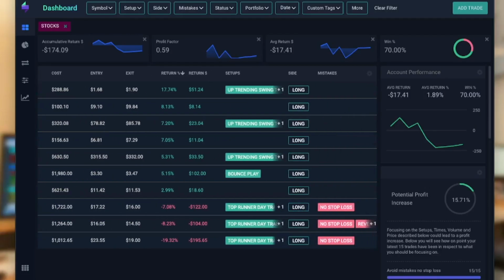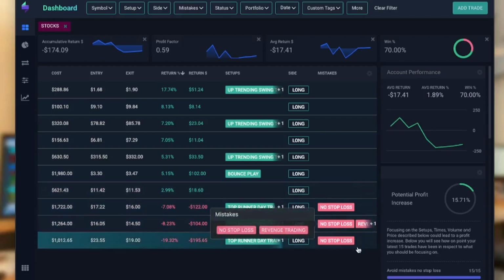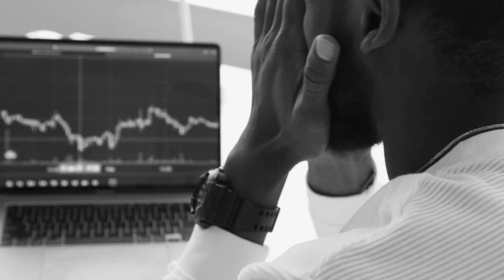Doing this, I can now see that all 3 of these losses had the same setup, top runner day trade. And I can also see that all these losses were due to not following my stop loss, and one was from revenge trading. Clearly, I was an emotional trader when it came to day trading the top runners of the day. So using all this information, I can realize this and either stop trading those types of trades or find risk management strategies to help me trade them effectively.